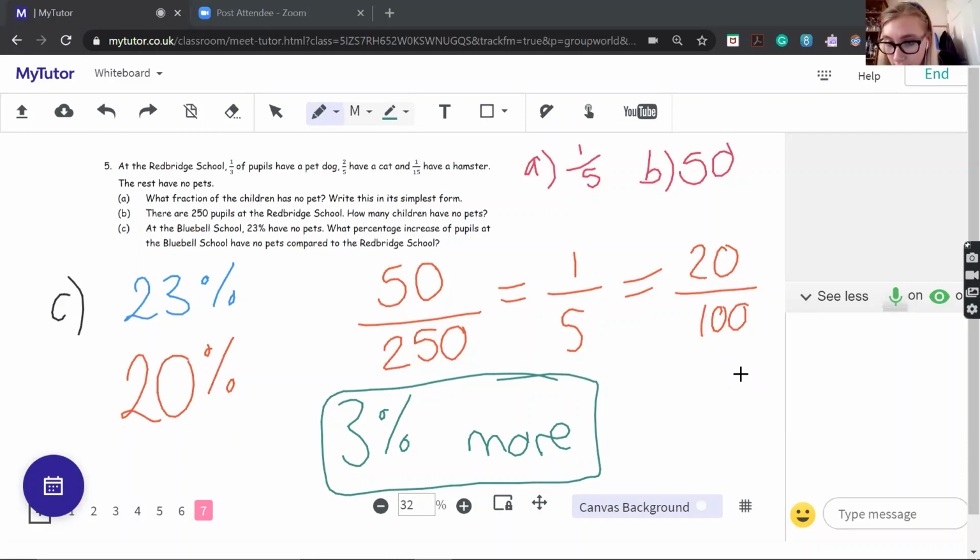Someone said, when should you simplify? Whenever you can, really. If they ask you for a fraction, you should generally give it in its simplest form. It makes it easier to work with for you as well if you simplify things.